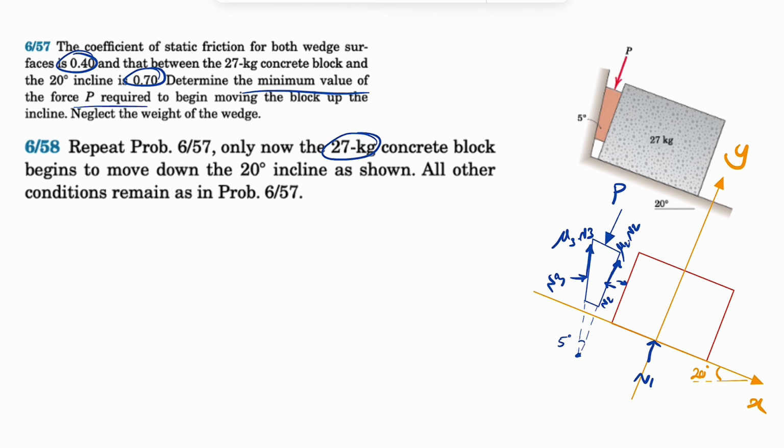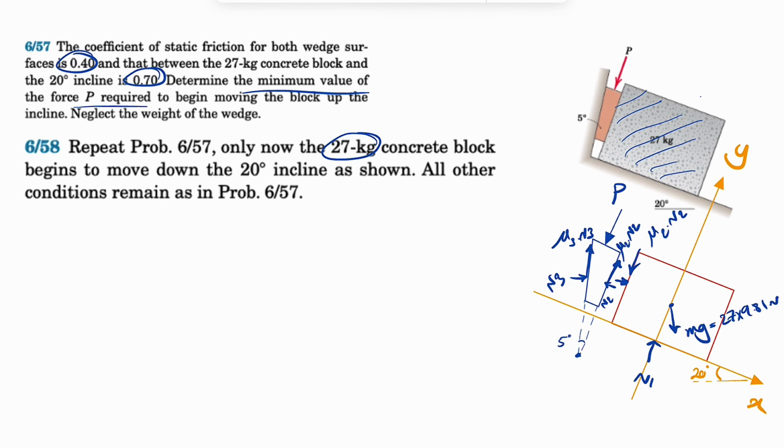And as I mentioned, we're going to have the same N2 from the wedge on the block, just in the opposite direction based on Newton's law, and same friction. Keep in mind that it has to be in the opposite direction, mu2 times N2. We have the weight of the block, which we can show in here, mg. We have the mass 27, so 27 times 9.81, the acceleration of gravity on Earth, and that's going to give us the force in newtons. And we just have to decide the direction of the friction for the block and the incline.